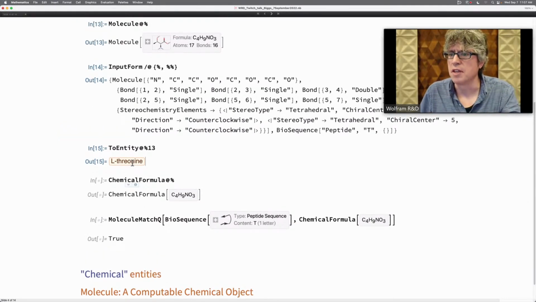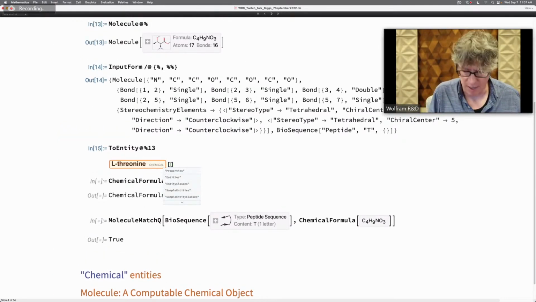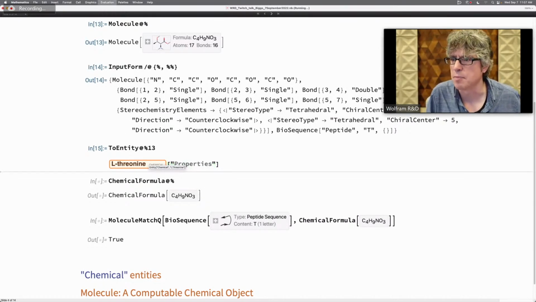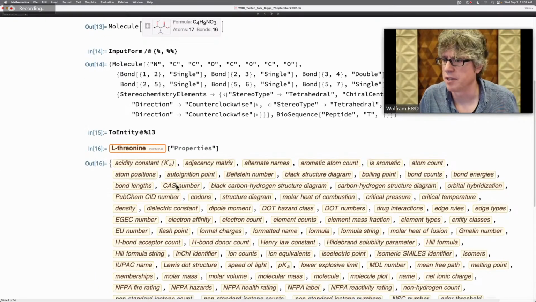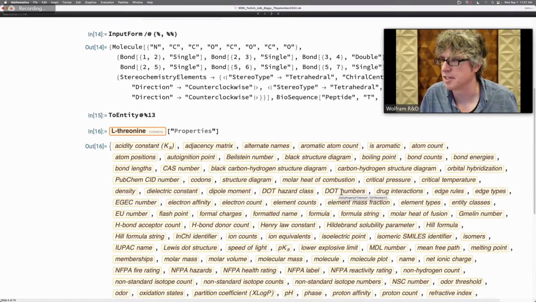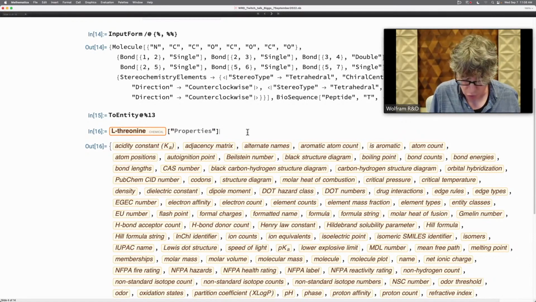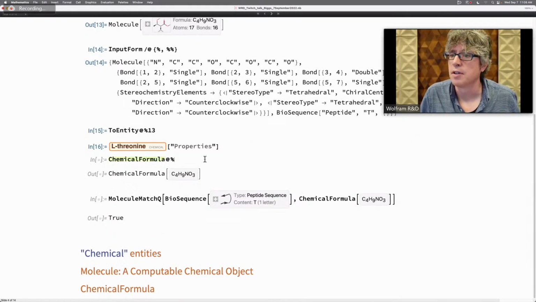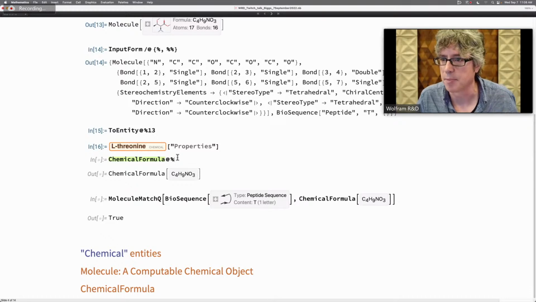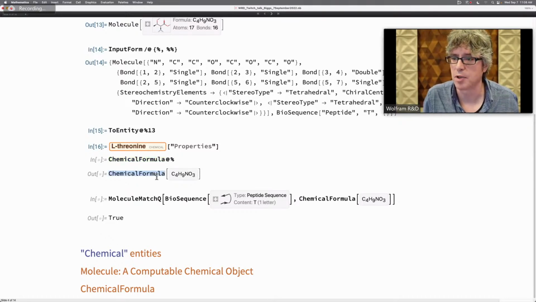The knowledge base contains lots of information that isn't necessarily computable just based on the structure, right? They've got the hazard classes, the DOT numbers, drug interactions, partition coefficients. These are, again, more curated data. And then finally, we can represent it just as a chemical formula, because sometimes when you're reading a paper or talking about a particular compound, you don't know what the bonding information is. You only know what the atoms are, and how many of them there are. So you can represent it as just a chemical formula.